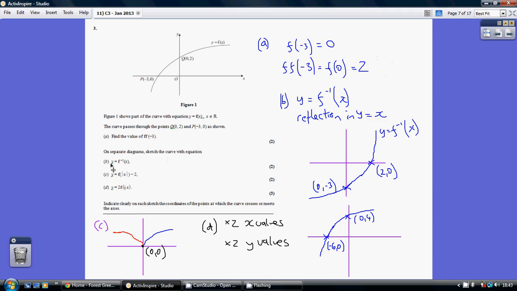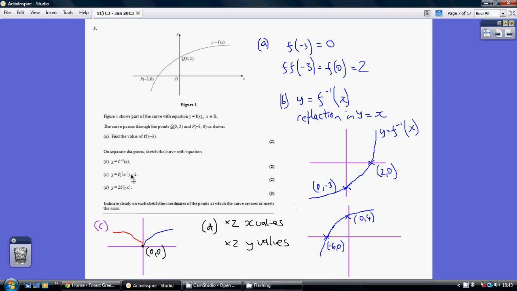Now for part B, we'll start off with being asked to sketch the inverse function. Now remember, this is just a reflection of the function in the line y equals x. So 0, 2 becomes 2, 0, minus 3, 0 becomes 0, minus 3, and everything just flips over as reflected in y equals x, so it looks like this.